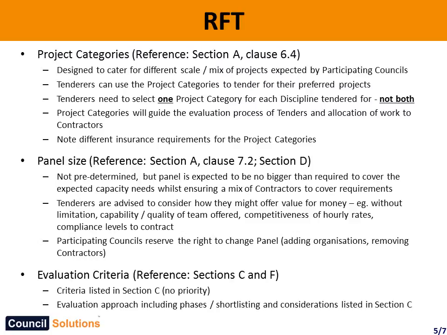Clause 7.2 of Section A discusses the panel size. The size of the panel has not been predetermined, but the panel is expected to be no bigger than is required to cover the expected capacity needs, whilst ensuring a mix of contractors to cover the expected requirements of the participating councils. This will be a competitive process, not a large pre-qualification list, and tenderers are advised to consider how they might best present value for money through the submission of their tenders. Whether that be, for example, through the team and capability that is presented, the competitiveness of the schedule of rates, or compliance levels to the contract. Participating councils also reserve the right to change the panel.